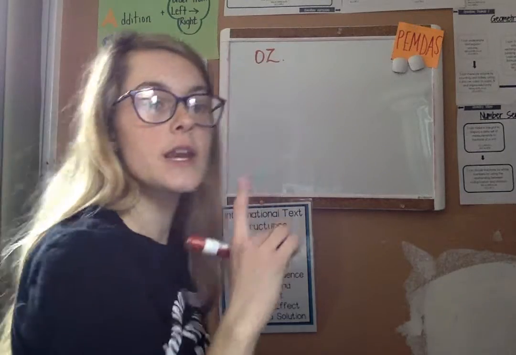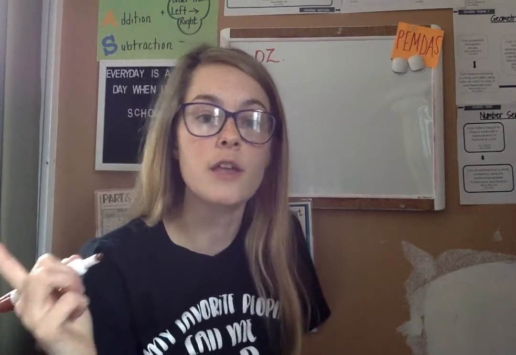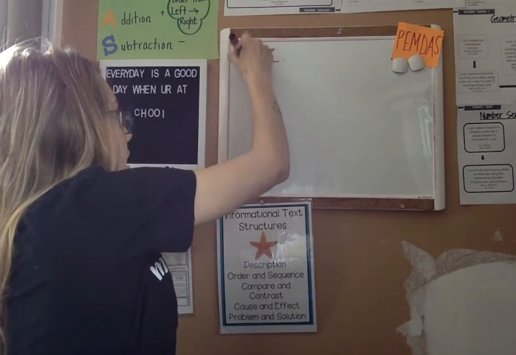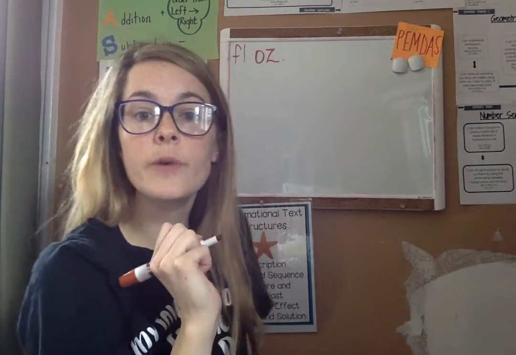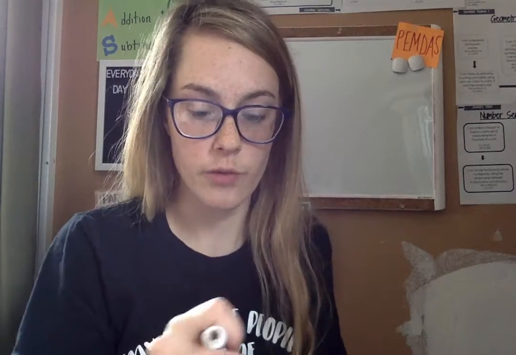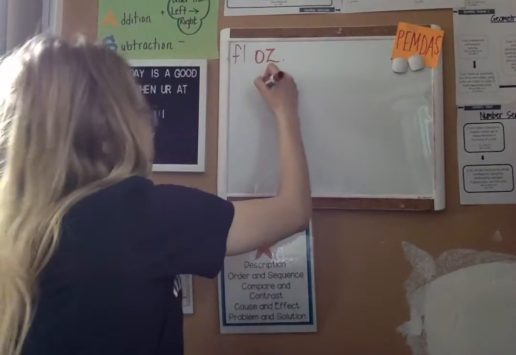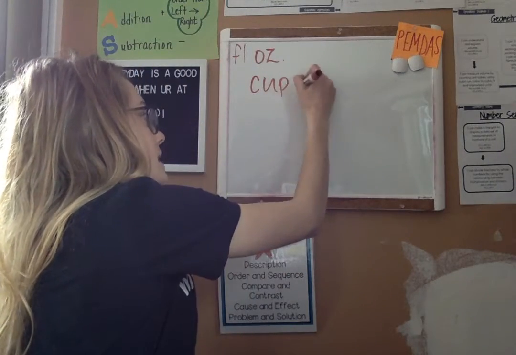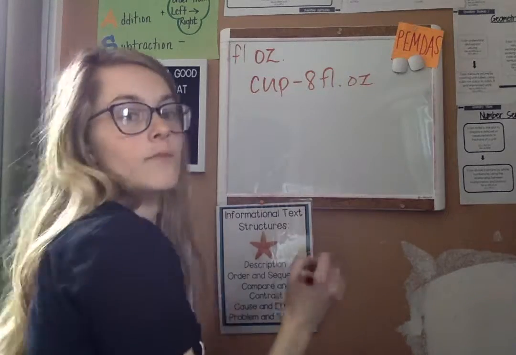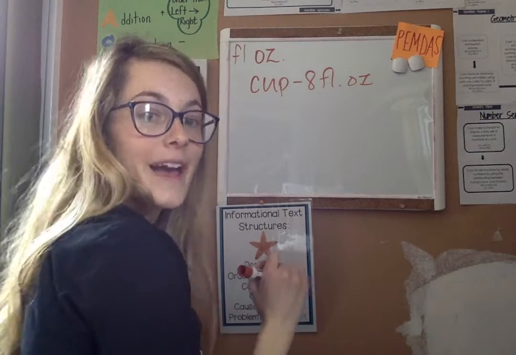And the difference between this ounce and the ounce that you use for weight is this is called a fluid ounce, so FL ounce. And a fluid ounce is about as much as a spoon. So if you have a household spoon, a small one, and you fill it with water, how much water you've got in there is about a fluid ounce. So a cup is 8 fluid ounces. The next one is a pint.